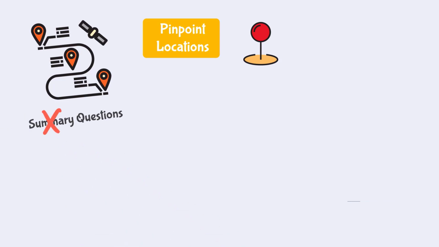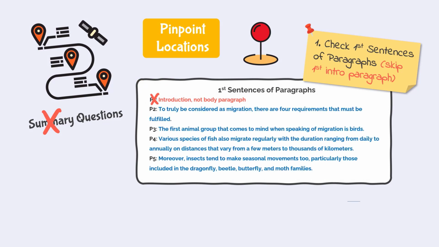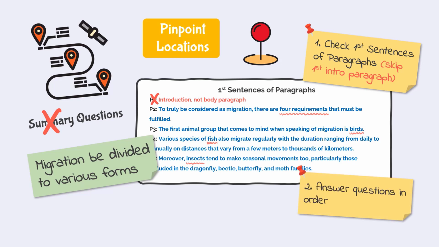2 simple ways to pinpoint locations. First, check the first sentences of paragraphs, but skip the first introduction paragraph because answers must be in the body paragraphs. The first sentences show the paragraph's main ideas. With the intro sentence, you may have figured out the answers. Second, answer questions in order and use your memory from the previous questions like I did.